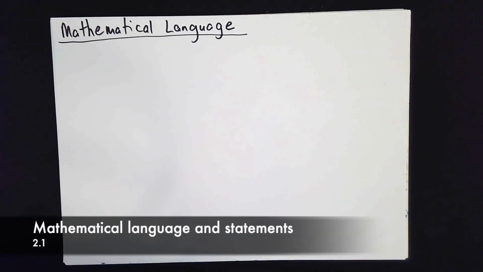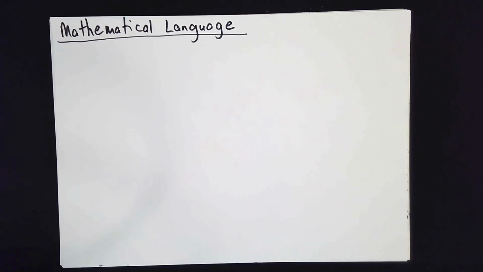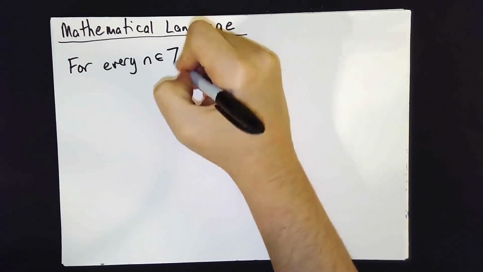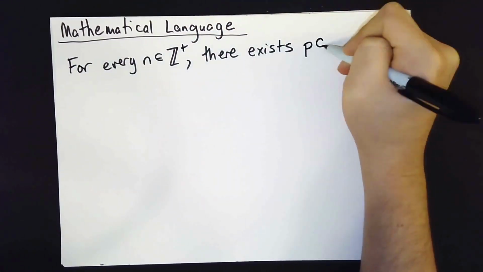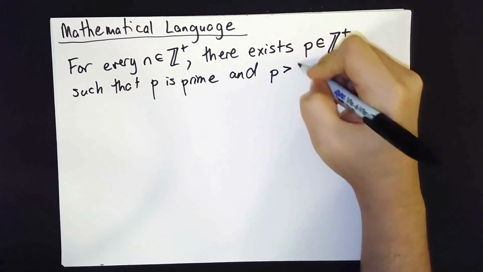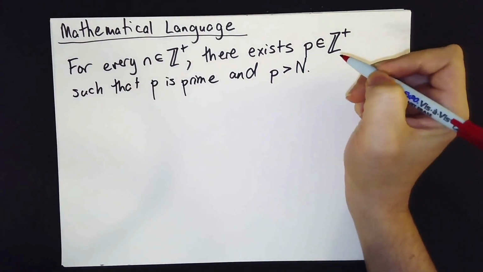Welcome back, class. Today we're going to begin our discussion of mathematical language. And so we're going to work on understanding sort of complicated statements like the following. For every n in the positive integers, there exists a p in the positive integers, such that p is prime and p is greater than n. There are a lot of things going on here.